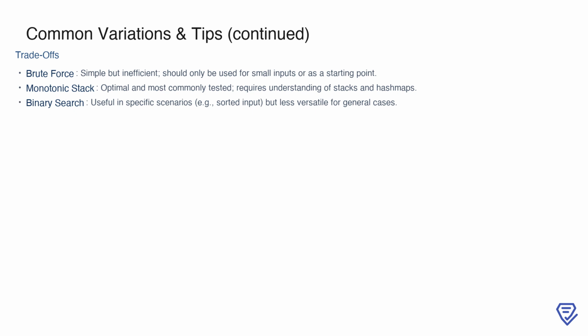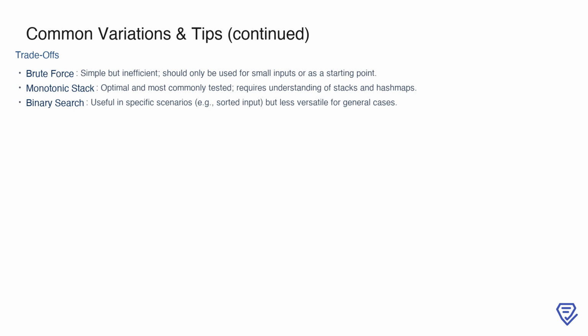The brute force method is simple and easy to understand, making it a good starting point for smaller inputs. However, it's highly inefficient for larger datasets due to its O(n squared) time complexity. On the other hand, the monotonic stack approach is both optimal and the most frequently tested in interviews. It requires a solid understanding of how stacks and hash maps work together to efficiently solve the problem in O(n) time. This approach is versatile and can handle a variety of scenarios.